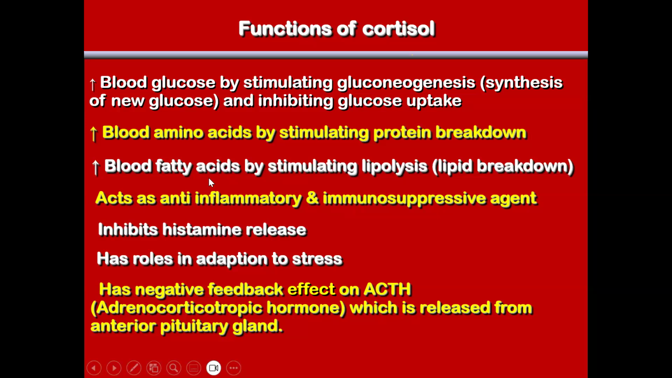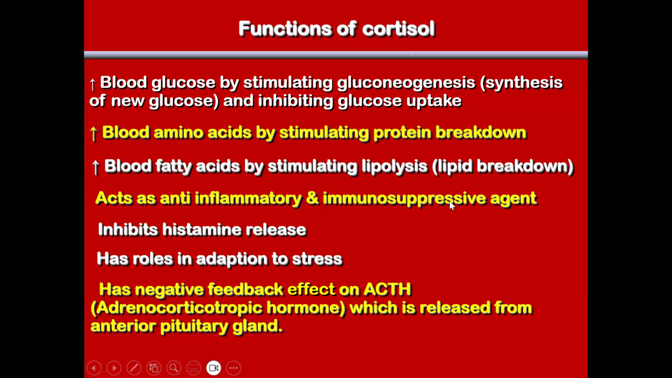So cortisol is causing lipid breakdown, it is causing protein breakdown, and it is causing an increase in the blood glucose level by stimulating gluconeogenesis and by inhibiting glucose uptake. So these were the metabolic effects of cortisol on carbohydrates, proteins, and fats. Then it has other effects also. Cortisol acts as an anti-inflammatory and immunosuppressive agent.